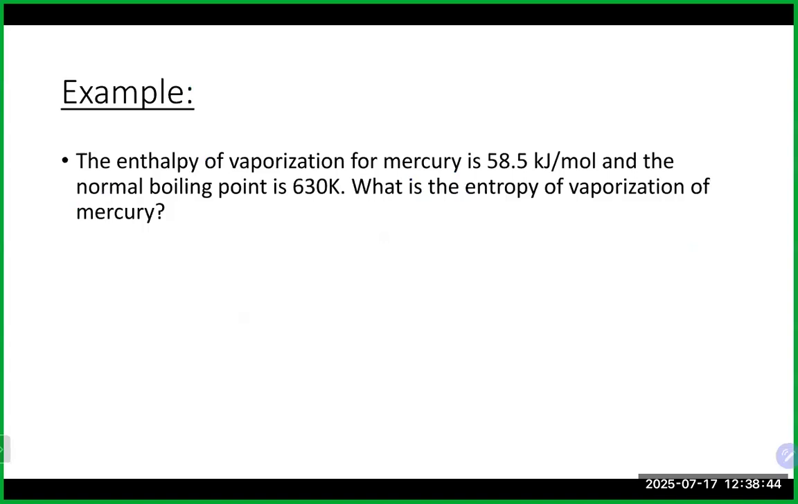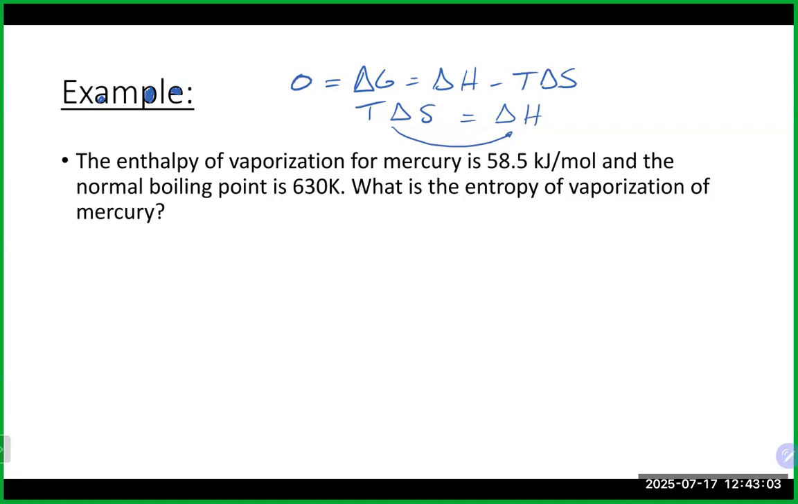So we try one here for mercury. 58.5 is the enthalpy of vaporization. What is the entropy of vaporization? Okay, so again, in this situation, we are doing a phase change. So that's going to give us our delta G, delta H minus T delta S. Here, that's going to equal 0. And that'll get us to rearrange this equation. T delta S is equal to delta H, dividing that to the other side will give us delta S of vaporization is our delta H divided by T.